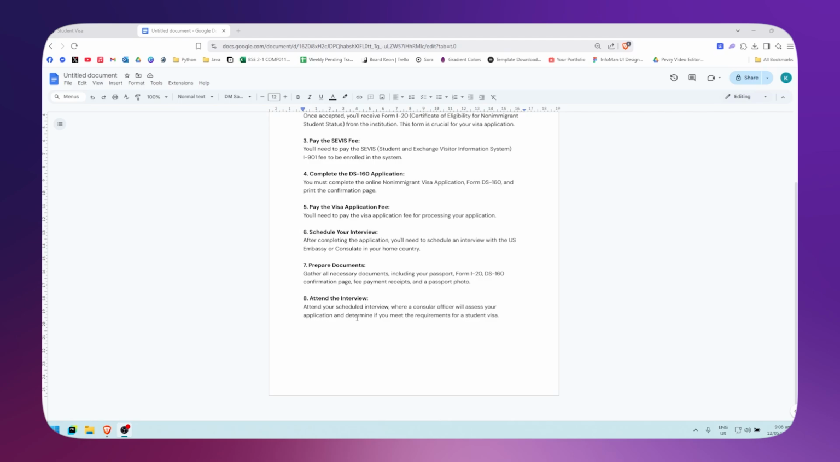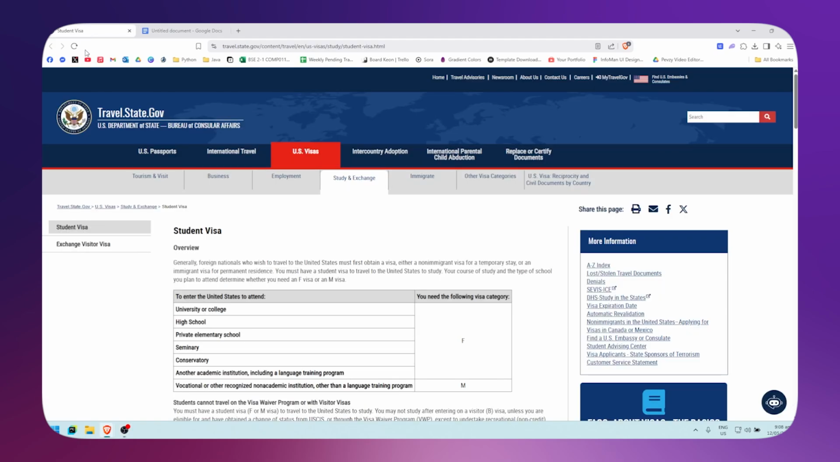And after that, you will need to attend the interview. Attend your scheduled interview where a consular officer will assess your application and determine if you meet the requirements for a student visa.